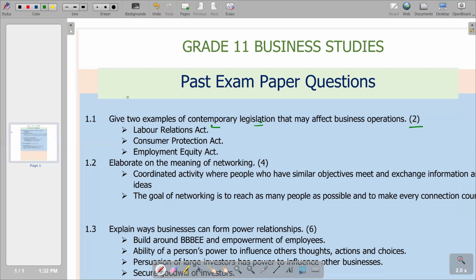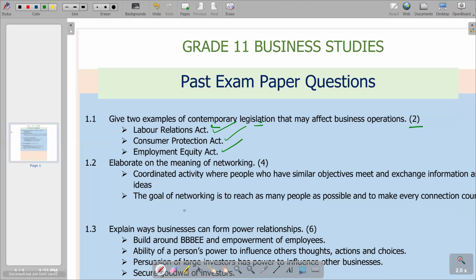So if you look at the responses we have for this question, we have the Labor Relations Act, and also the Consumer Protection Act and the Employment Equity Act. Those are the contemporary legislation that we currently have in South Africa. And if you have other correct legislation that applies to this question, it can also be marked correct.